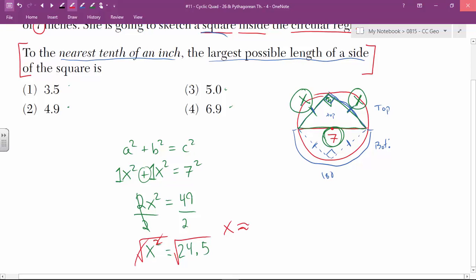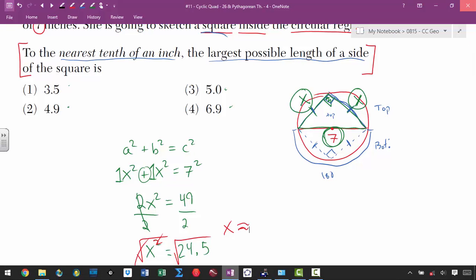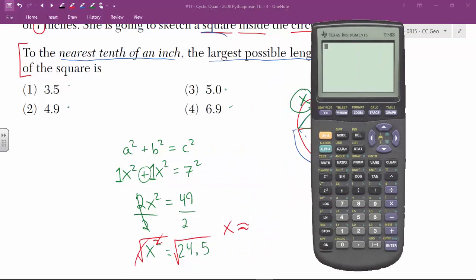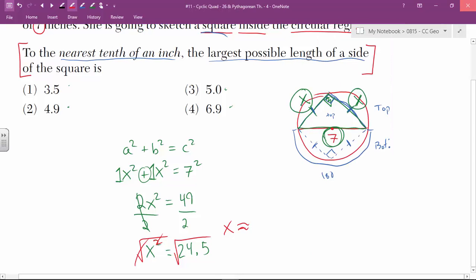And I can ask my calculator what the square root of 24.5 is. Turn it on. Do the square root of 24.5. It's about 4.94, and they want me to round to the nearest tenth. So tenth digit, I look to the right, it's a 4. I don't round up at all, it's just 4.9. So x is about 4.9 according to my calculations. So it's not 1, and hey, number 2, that's our answer.